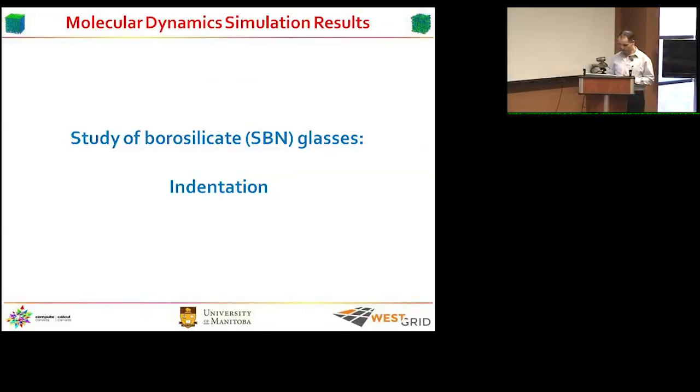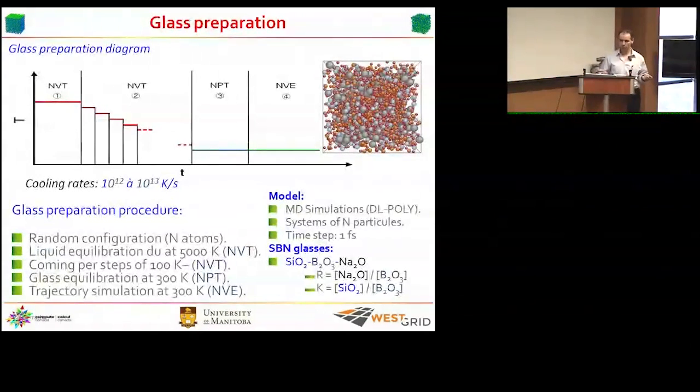In this case, I just want to show how to prepare a glass using simulation. It's like an experiment. To prepare a glass experimentally, you have to mix all the components together. You obtain a powder, then you heat this powder at very high temperature to obtain the liquid, then let the system cool down. At the end, you will get the glass.